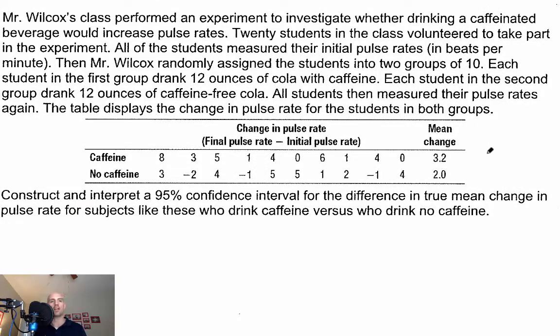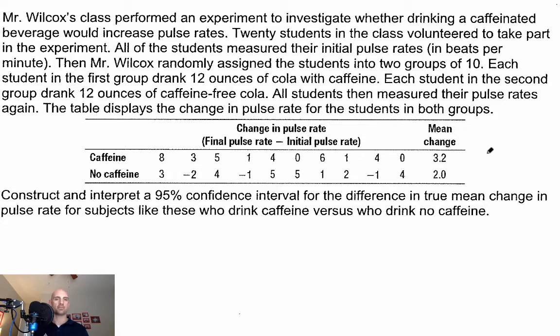So here's an experiment that can be conducted to model this confidence interval for the difference in two means. Mr. Wilcox's class performed an experiment to investigate whether drinking a caffeinated beverage would increase pulse rates. 20 students in the class volunteered to take part in the experiment. All the students measured their initial pulse rates in beats per minute. Mr. Wilcox randomly assigned the students into two groups of 10. There's a random piece, keep that in mind. Each student in the first group drank 12 ounces of cola with caffeine. Each student in the second group drank 12 ounces of caffeine-free cola.